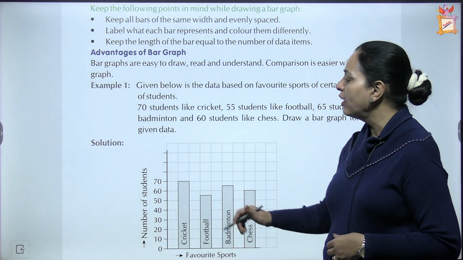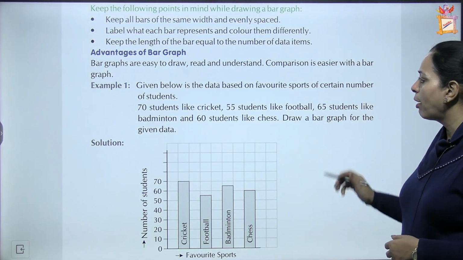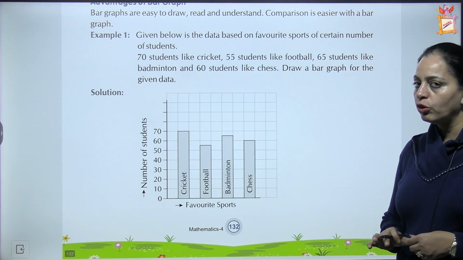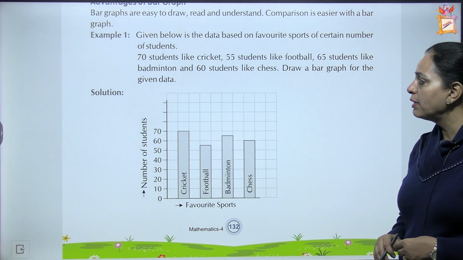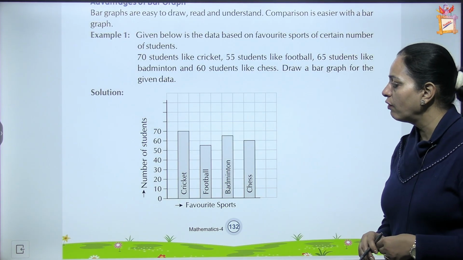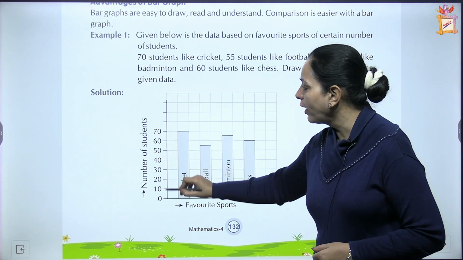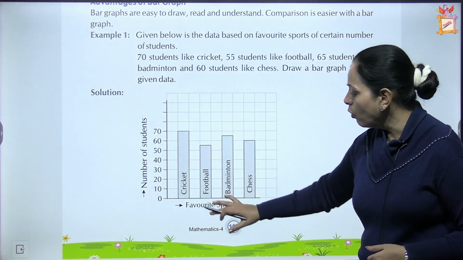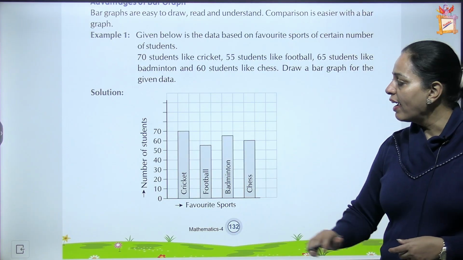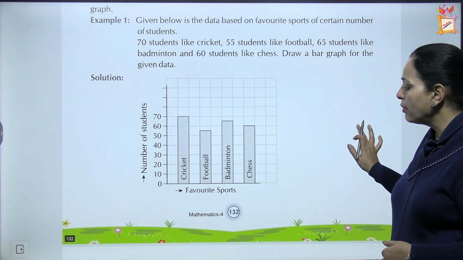See example 1. Given below is the data based on favorite sports of certain number of students. 70 like cricket, 55 like football, 65 like badminton and 60 like chess. So draw a bar graph for the given data. हम कैसे करेंगे? 1 horizontal line, 1 vertical line. Now along this line we can write favorite sports, and here we can show the numbers. So see, numbers are what?